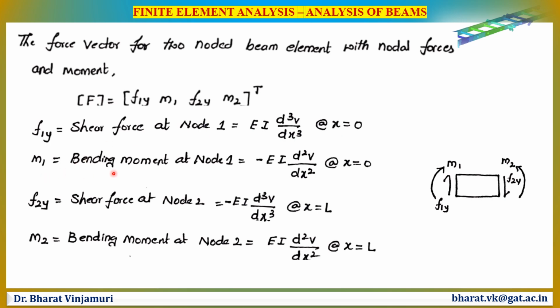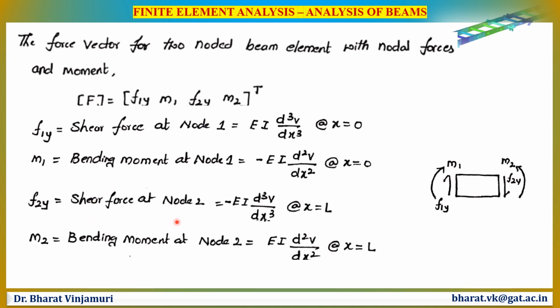Similarly, the bending moment at node 1 is equal to negative EI d square v by dx square, and since it is at node 1, the value of x at this node is equal to 0. One thing you need to clearly understand is the importance of the negative sign here. The bending moment at node 1 is considered negative because it is a clockwise bending moment. We considered it initially as clockwise, so it is taken as negative.